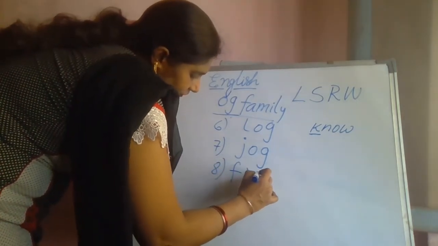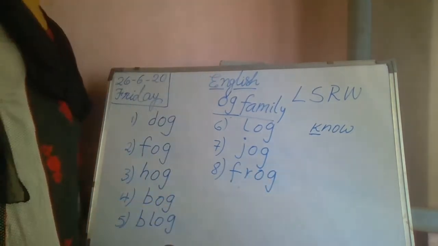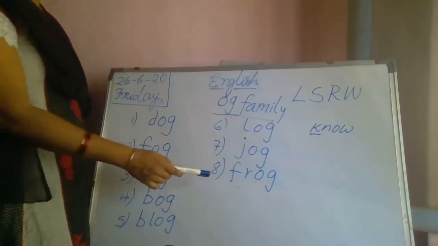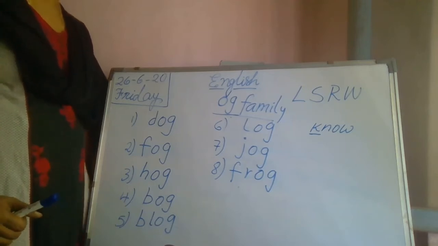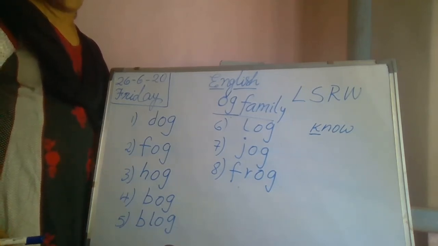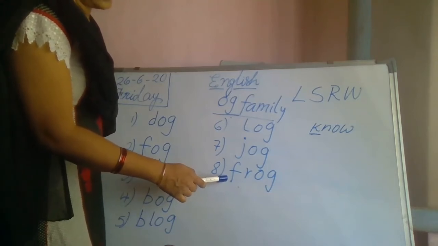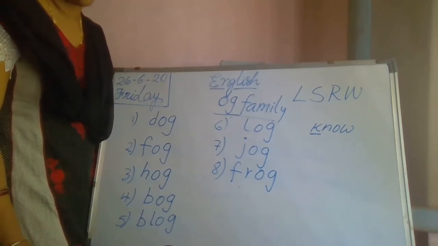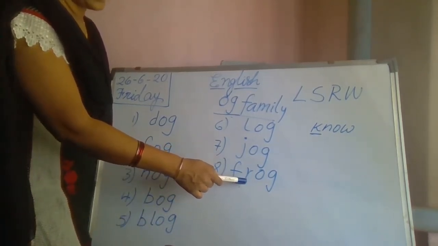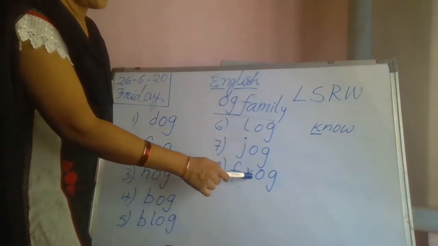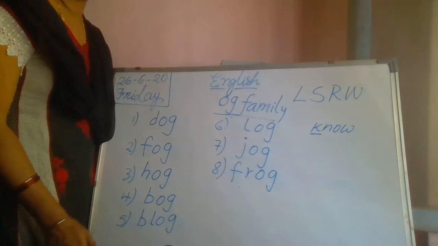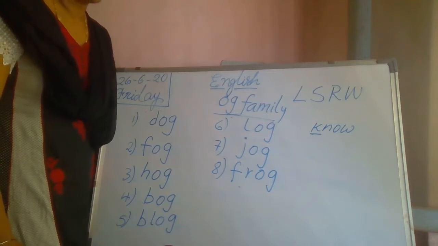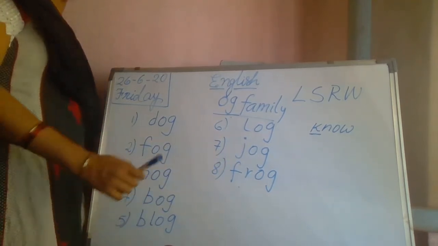What is this letter? F R O G, frog. See, F gives the fa sound. F for fish, F for fan. If we join this F to R, fra. R gives the ra sound. If we join this F R to the og family, how can we pronounce it? Frog. F-R-O-G, frog.